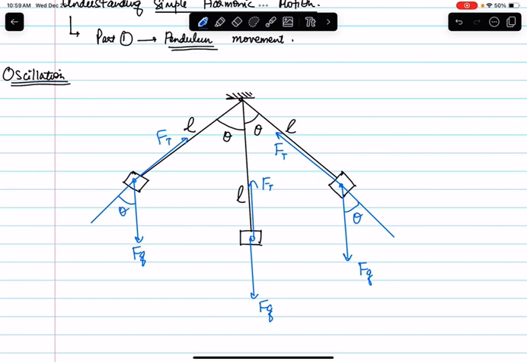Okay. So if we draw it like this, then this is theta. And if you see, I can make a right angle triangle. So this is exactly how we did it in inclined planes. We made this right triangle.